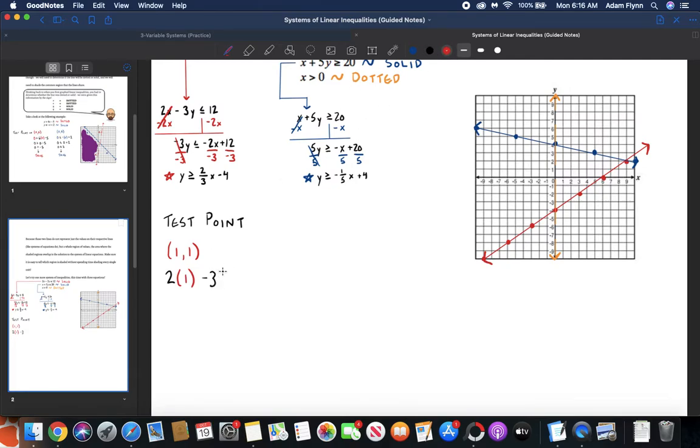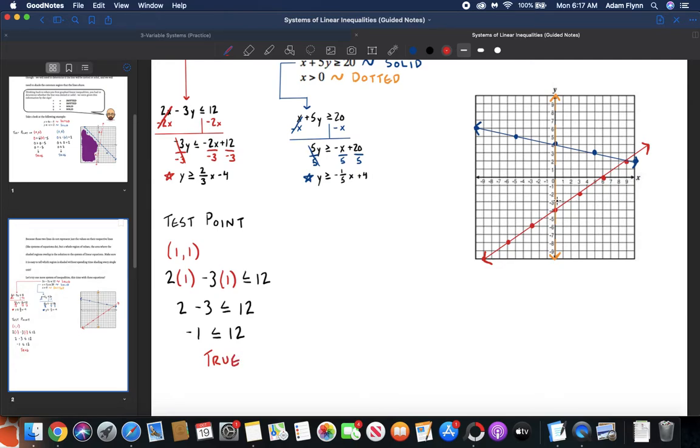-3. Instead of y, I've got 1, less than or equal to 12. Okay, so if I combine these, 2 times 1 is going to be 2. -3 times 1 is going to be -3. And then I've got less than or equal to 12. 2 minus 3 is going to be -1. I've got my 12. So I'm left with -1 is less than or equal to 12. Well, that is obviously true.